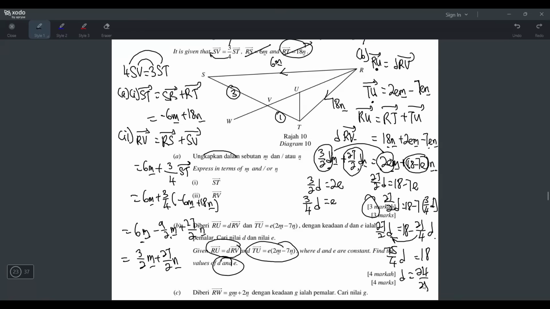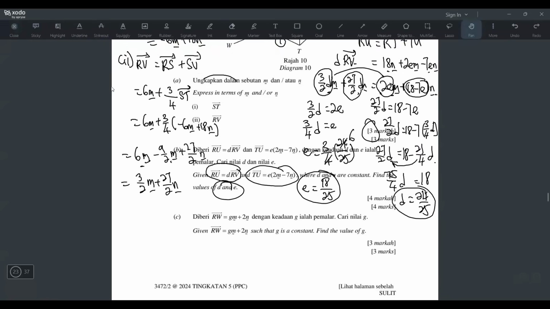But I still need to sub inside back here to find E. So my E will be 3 over 4D. And my D I sudah tahu 24 over 25. Okay, so I can potong atas bawah. So you get 6 here. So your E will be 18 over 25. Okay, I think I'm done. This is my D answer. This is my E answer. Okay. Alright. Sudah siap. Okay, now we can continue to the next part.